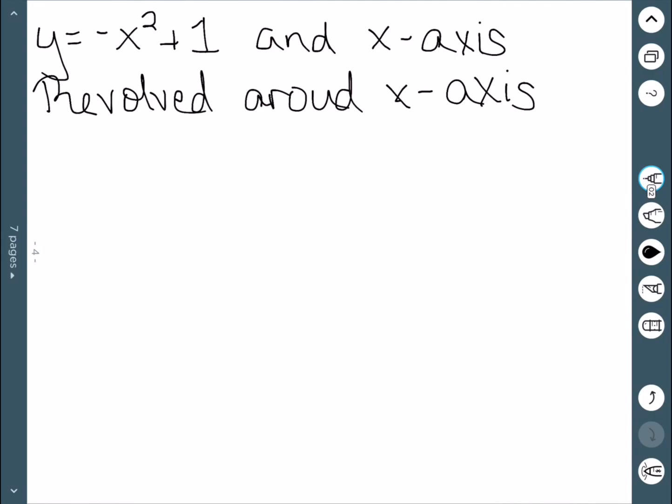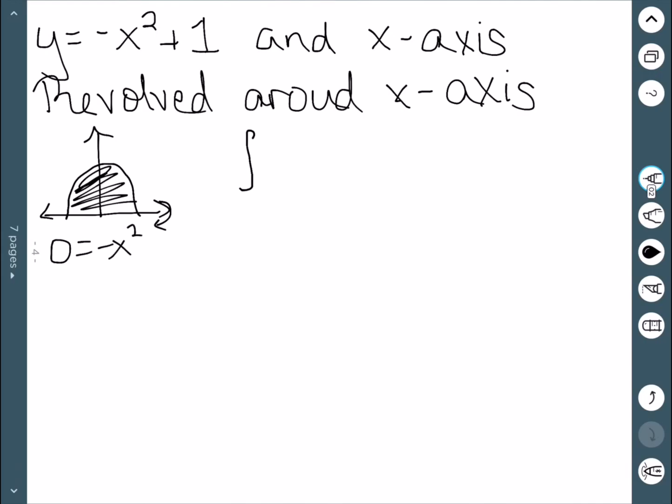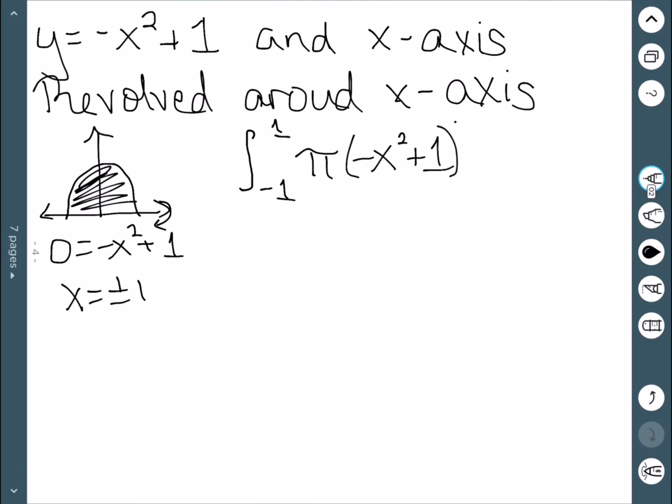Now let's do an example. We'll consider the function y equal to negative x squared plus 1 and the x-axis, and we're going to revolve around the x-axis. So if I think about what this looks like, it looks something like this, and we're going to revolve this region around the x-axis. We need to know when this hits the x-axis, so when y is equal to 0. And if we solve this, we would get that x is equal to plus or minus 1. So these are my bounds of integration. We would then have pi times my function squared dx.